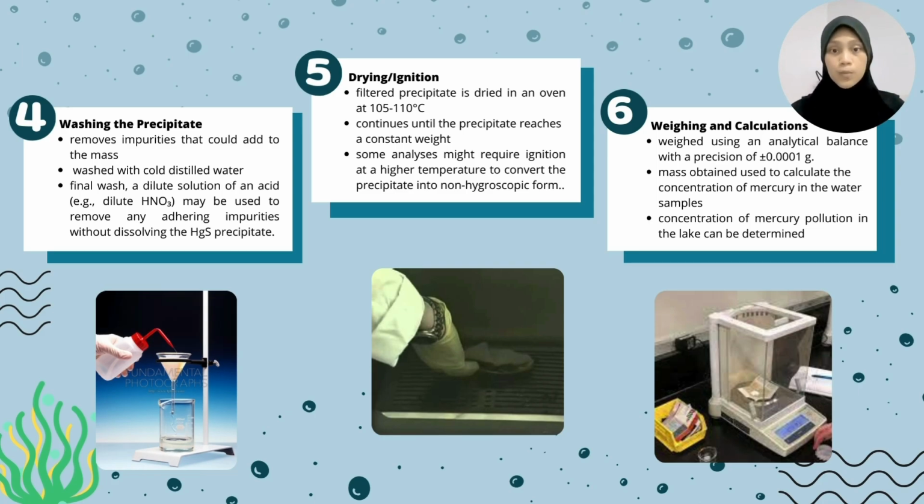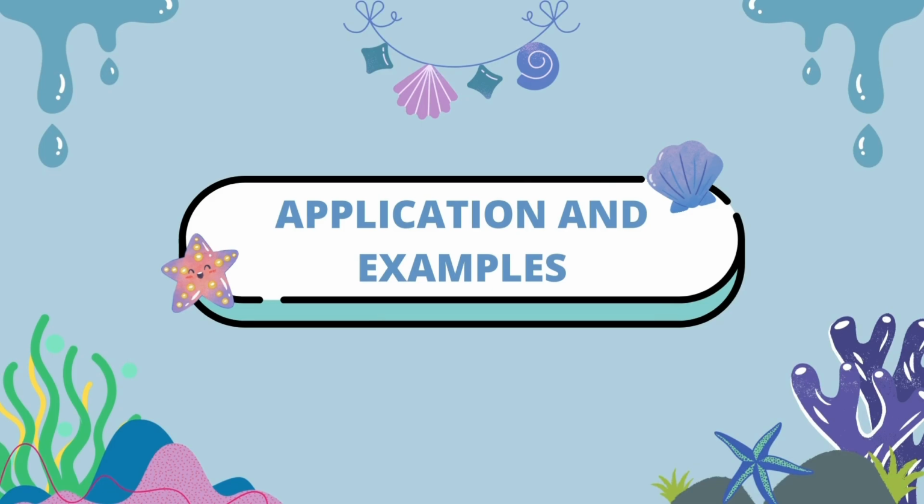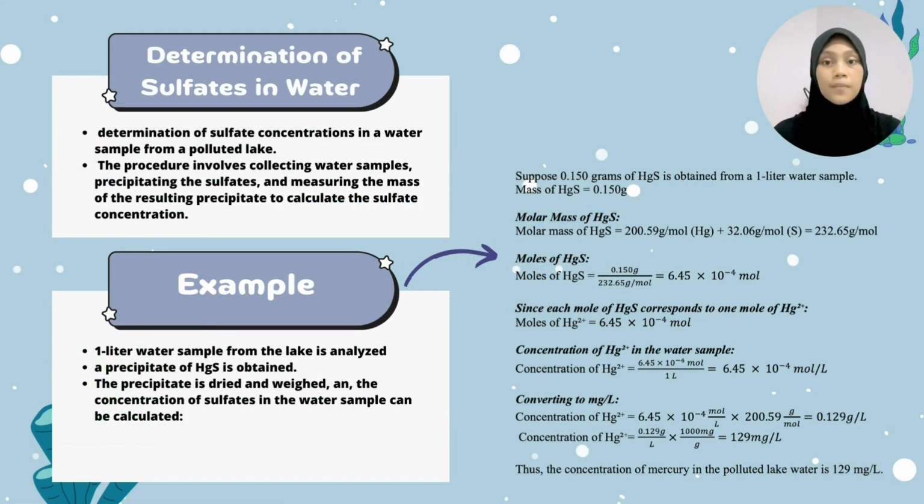Then, the dried precipitate is weighed using an analytical balance with a precision of plus or minus 0.001 gram. The mass of the HgS precipitate is recorded accurately. Lastly, for the calculations, the mass of the HgS precipitate obtained from the weighing process is used to calculate the concentration of mercury in the water samples. Move to the next slide, application and example.